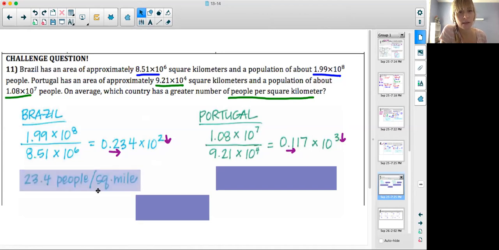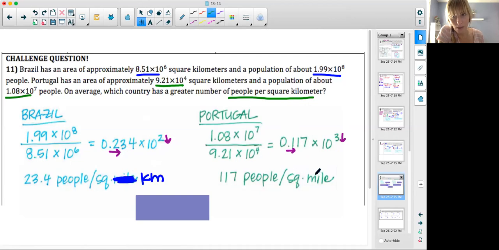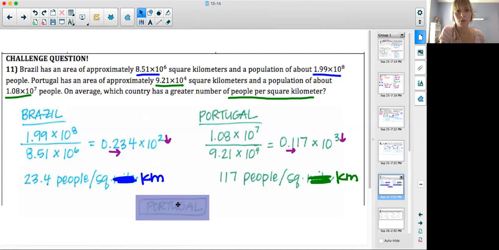Let's see what I got here. Yeah, I actually times by 10 squared. I typed it in the calculator because I thought it would make more sense that way, and because I'm in America, and that's what my brain wants to do. I accidentally did miles. But the rest of the world uses what makes a lot more sense, which is the metric system. These are, of course, square kilometers, not square miles. But this makes it very clear: 23 people per square mile versus 117 people per square mile. Portugal has a greater number of people per square kilometer. I said miles again, per square kilometer.